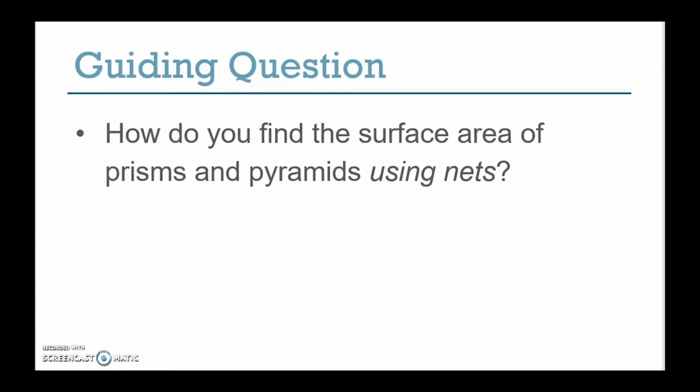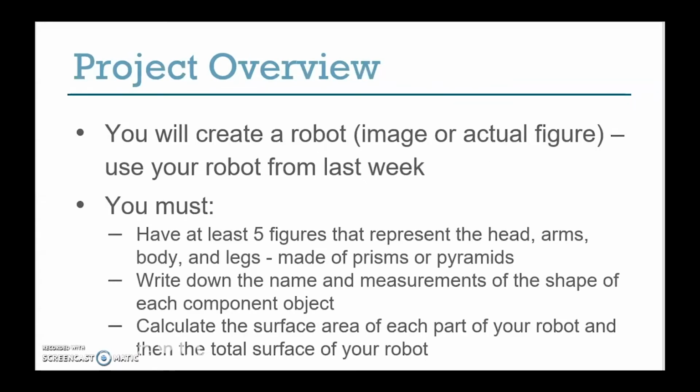The guiding question is, how do you find the surface area of prisms and pyramids using nets? And remember, nets are what the figure looks like if it's laid out flat. You're going to create a robot, and you can either draw the robot or you can actually create one, or you just use your robot from last week. Remember that the robot has to have at least 5 figures to represent the head, arms, body, and legs, and we're asking that it be made of prisms or pyramids.